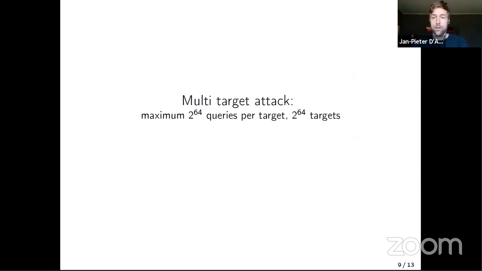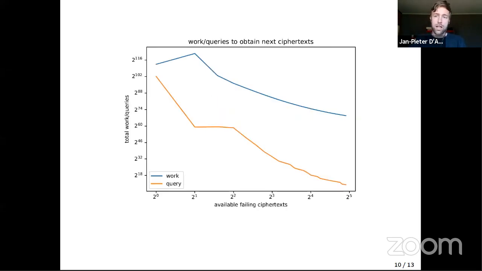Now, in a multi-target attack, you have a maximum. In practical attacks, you can say that we will do a maximum of 2^64 queries to the decapsulation oracle. One way around this is a multi-target attack. Here you do a maximum of 2^64 queries per target, but you consider 2^64 targets, and you only want to break one of them. In this case, you can essentially do a very efficient search for the first failure. And then once you find a failure, you focus on that one failing target, and then you continue up to this 2^64 bound.